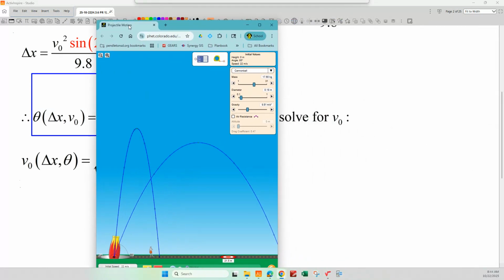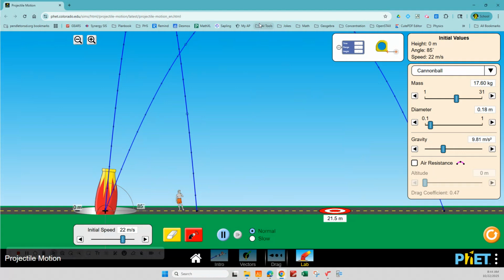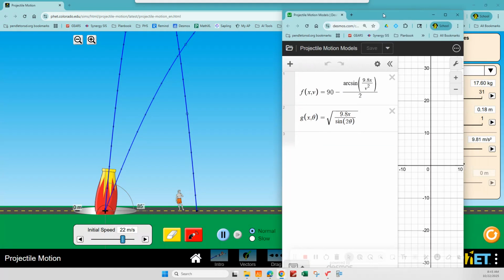Okay, so here's our initial speed. Let's see, we said the initial speed was 22 and the angle was, tells us up here, 85, right? Or no, sorry, the range. We're going to calculate the angle. The range is 21.5. Okay, so let's put that stuff into our function and see what we get.